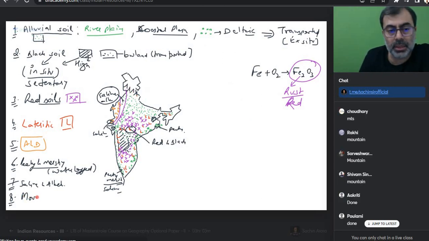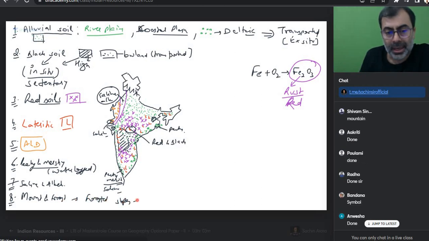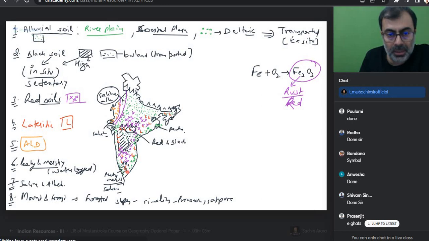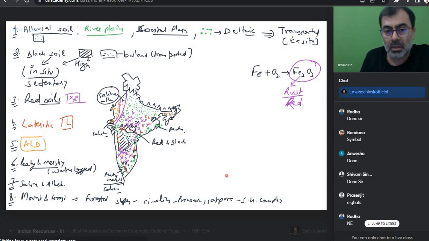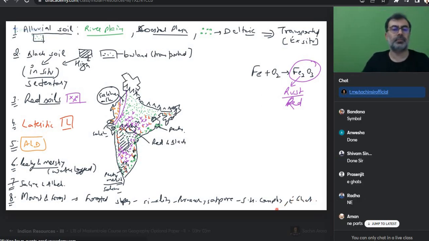Mountain and forest. Mountain and forest are the forested slopes. Can I say Sivaliks? Sivaliks, Himalayas, Purvanchal, they will have forest. Can I say Satpura will also have forest? Is there forest in Madhya Pradesh? Satpura. Can I say the Southern Hill Complex will also have forest? Some parts of the Eastern Ghats, not very much, but the Eastern Ghats can also have forest. Everyone, are you proud of your soil map of India?